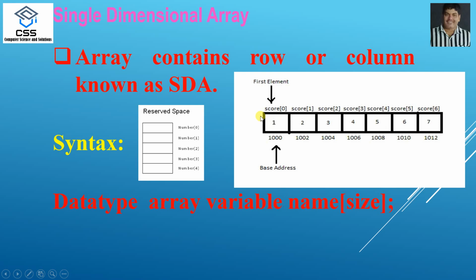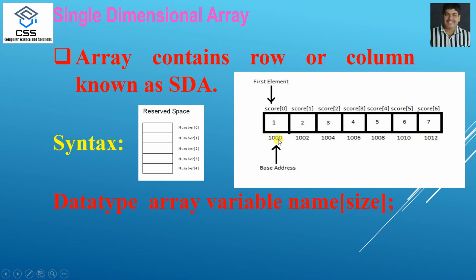Just like here it is represented 0, 1, 2, 3, 4 and so on. The location is known as your index, and each and every location has a particular address. The first address is known as your base address. Like this, every cell has a particular address.